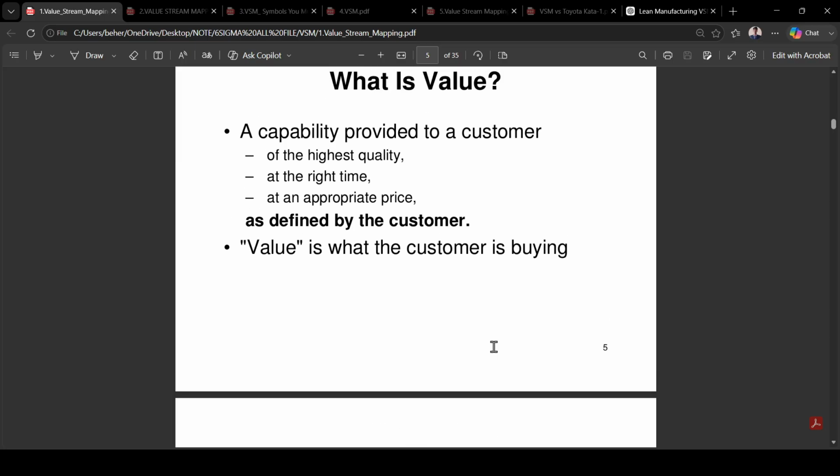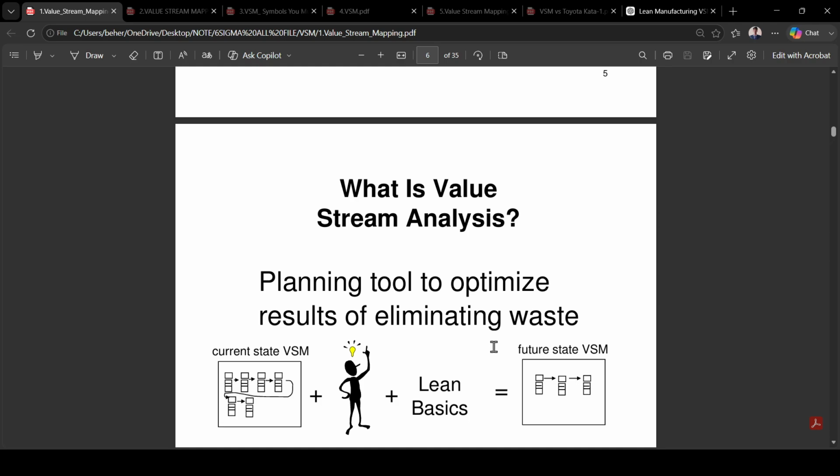Then what is value? Value is the capacity to provide a customer the highest quality at the right time at an appropriate price as defined by the customer. Value is what the customer is buying.